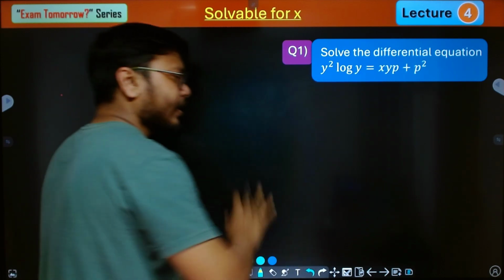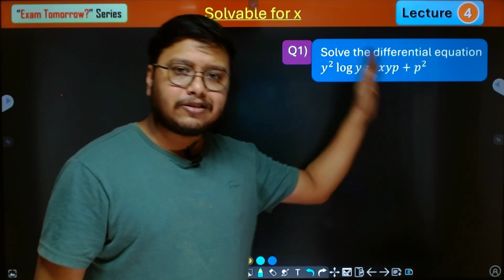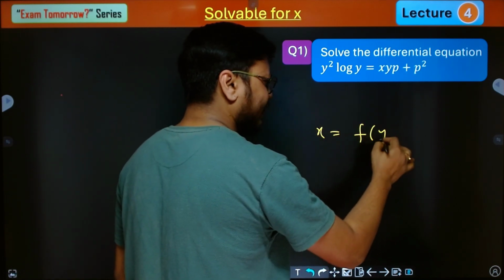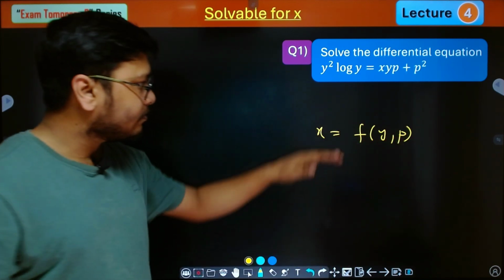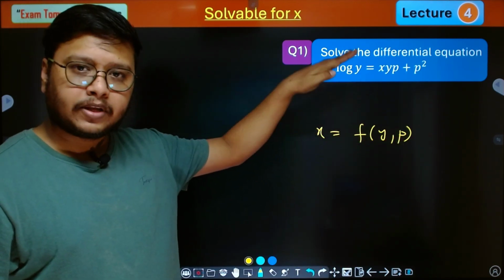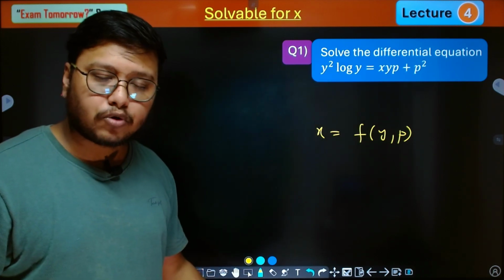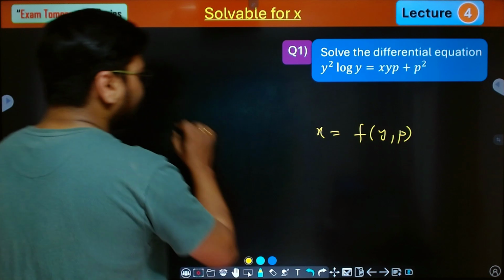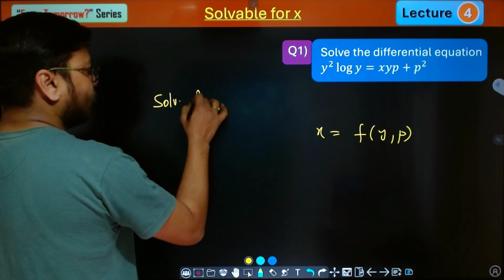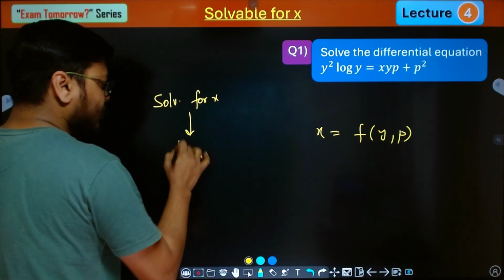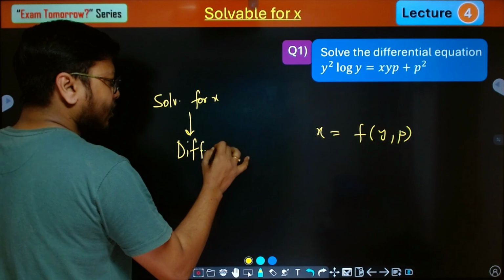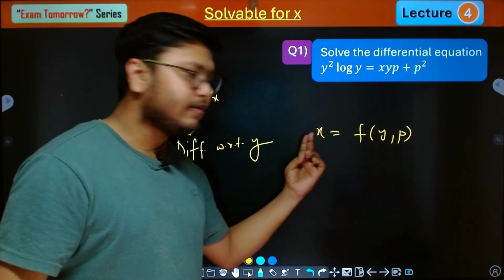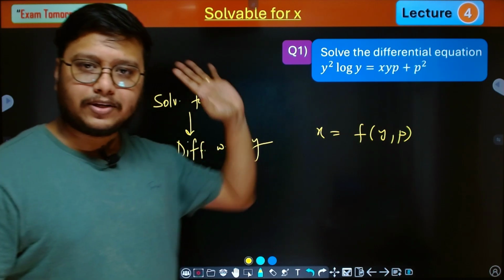So that means, now that we have understood that yes, this is solvable for x, there is no need to write it in the form of x as a function of y and p. No need to do that. We will directly start from the question. Now what is the process to solve it for x? We have to differentiate it with respect to y. Whenever something is solvable for x, you have to start by differentiating with respect to y, and you need not bring it in this format. You can directly start from the question line.